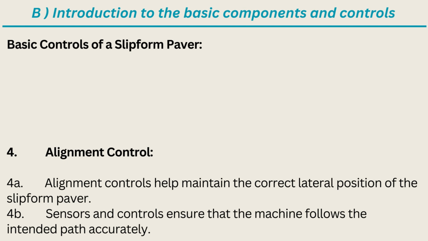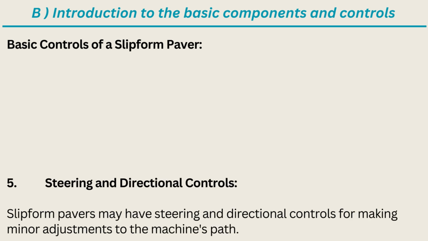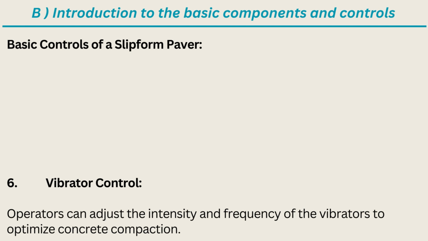4. Alignment control. 4a. Alignment controls help maintain the correct lateral position of the slipform paver. 4b. Sensors and controls ensure that the machine follows the intended path accurately. 5. Steering and directional controls. Slipform pavers may have steering and directional controls for making minor adjustments to the machine's path. 6. Vibrator control. Operators can adjust the intensity and frequency of the vibrators to optimize concrete compaction.